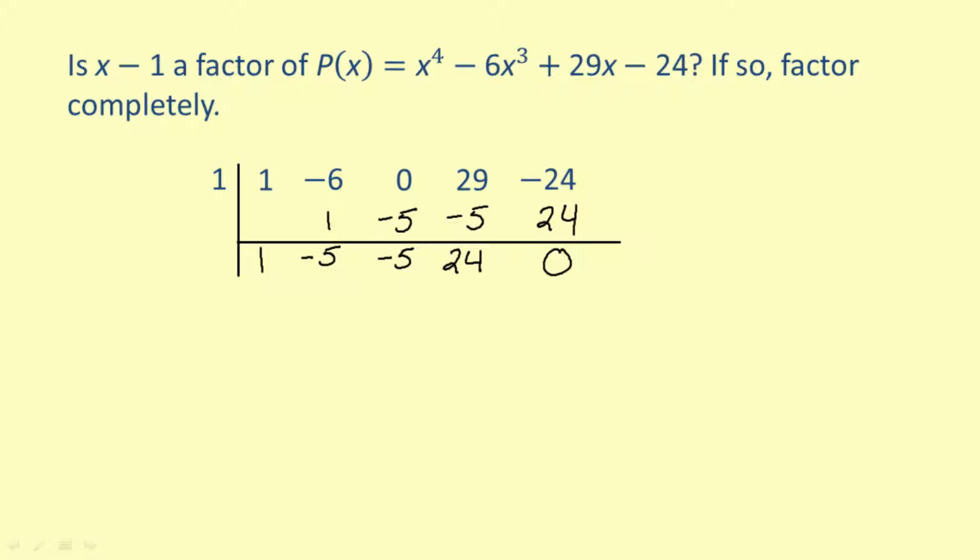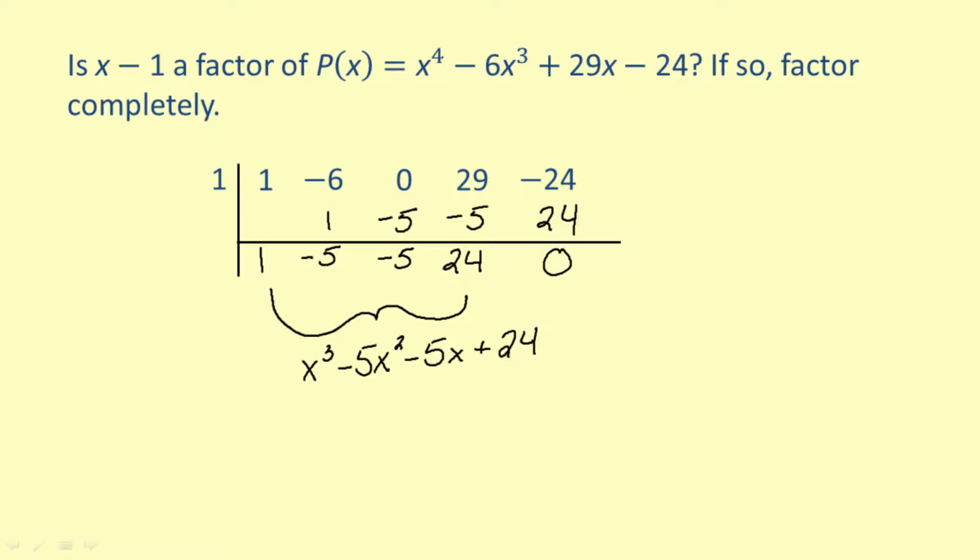Next, to factor the polynomial function completely, we can use our work from the synthetic division process to find the other factor to the original polynomial function. 1, negative 5, 0, and 24 are the coefficients for the other factor of the original polynomial function, which are also in degree descending order, starting at a degree 1 less than the highest degree of the original polynomial function. Thus, x cubed minus 5x squared minus 5x plus 24 is a factor.